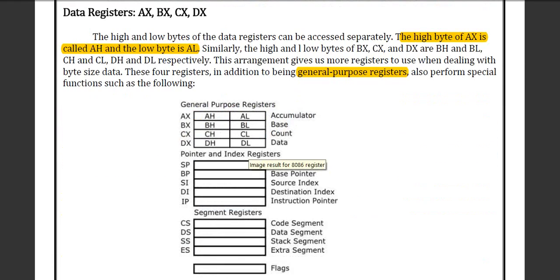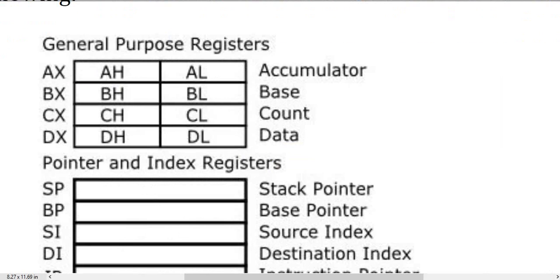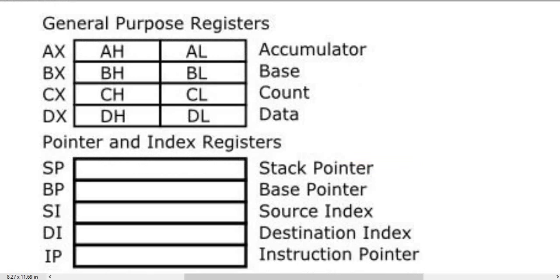First of all, we have the data registers. The data registers we have already seen in the EU section of 8086. Here, the higher byte of AX is called AH and the lower byte is called AL. The registers can be classified: AX is for the accumulator, BX is for the base, CX is for the count, and DX is for the data.